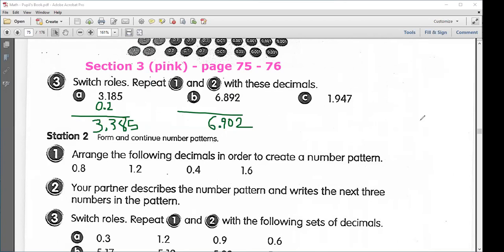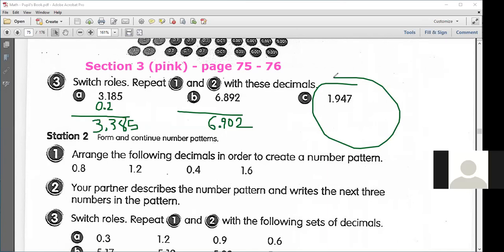All right, letter C. How about Jupiter? Can you help us out with letter C? What's this number, sir? 1.947. All right, and if I asked you to add 1/10, what would you get? I'd change that 1 to a 2. Okay. And then the 9 would go to a 1.